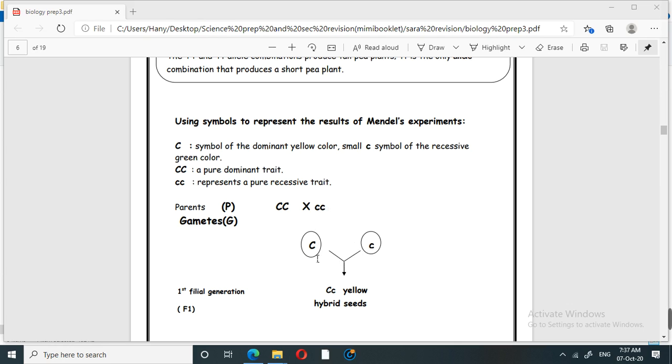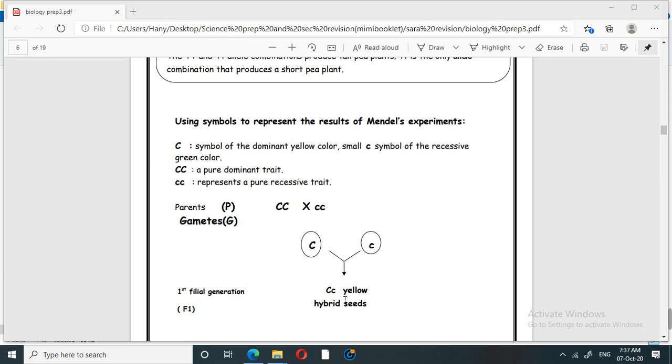So after fusion between the sperm, the sperm for the human and the animal, here we are talking about the plant. So after fertilization between the pollen grain and the ovum, we find that the plant will produce a yellow hybrid seed. C capital C small, C capital C small.